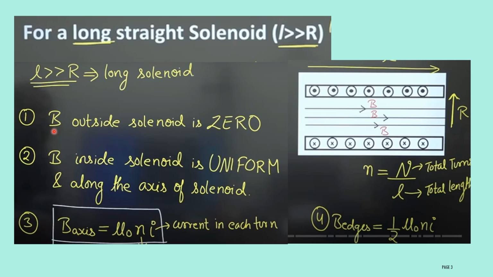Then the first one: the magnetic field outside the solenoid is 0. Magnetic field outside the solenoid, here and here, is otherwise always 0.